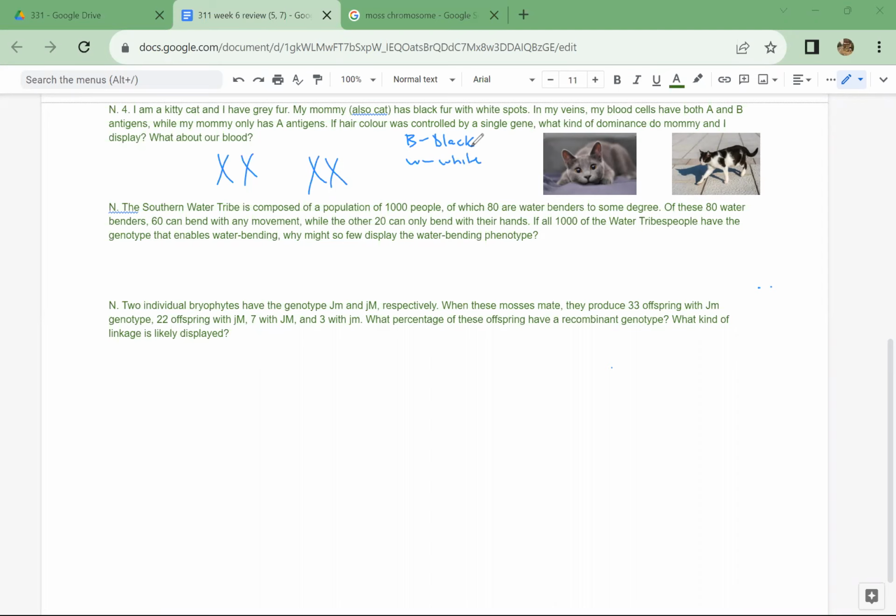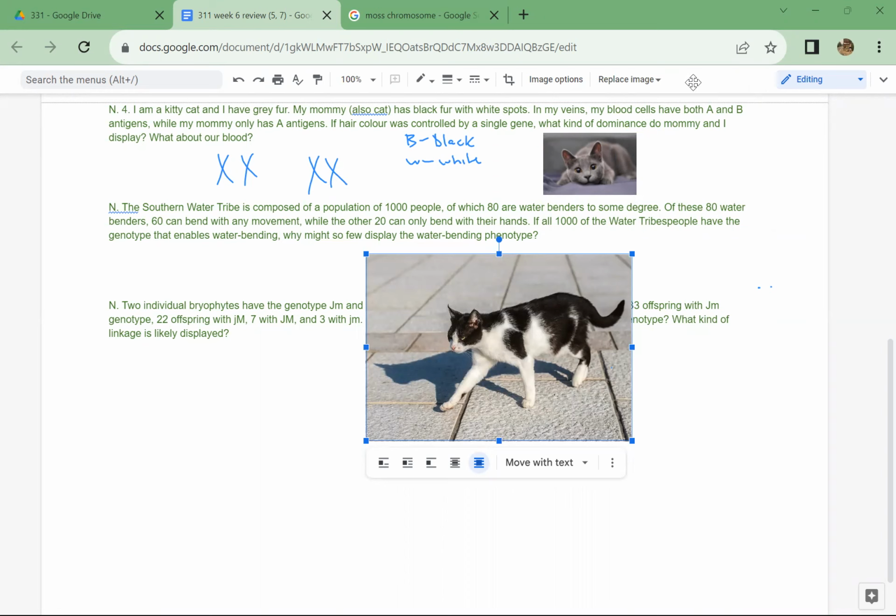So, my mummy is a black and white cat. She has several blotches of black hair and also several spaces of white hair.